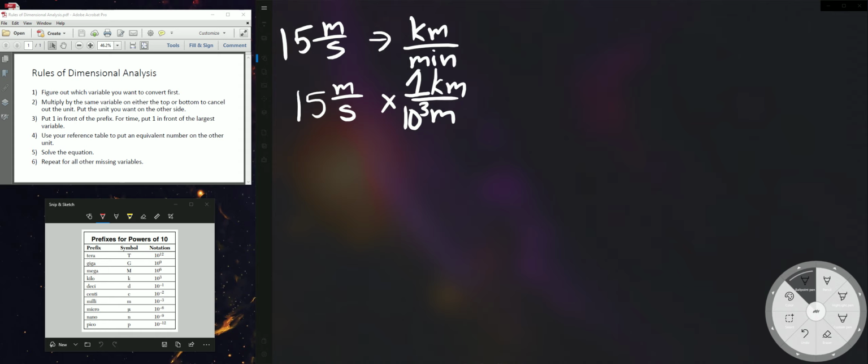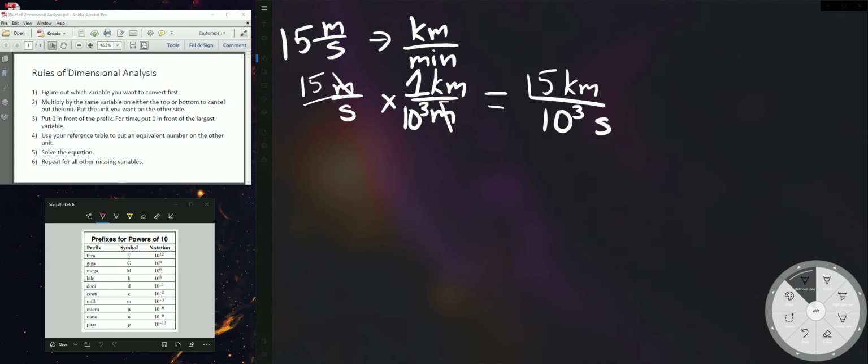Alright, so imagine 15 being on top. So 15 times 1, again the meters cancel out. 15 times 1 is 15 kilometers over 10 to the 3 seconds. All right. So now we want to convert it. We want to get minutes, right? We want to get minutes from seconds.